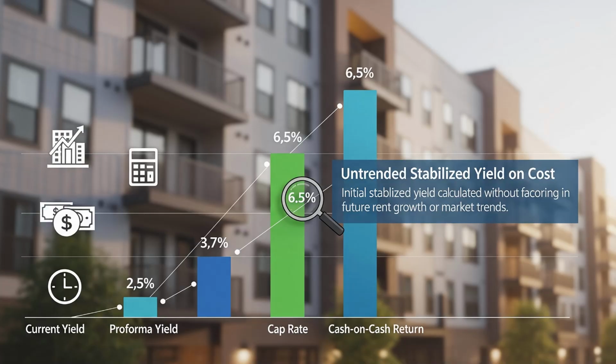If you're serious about multifamily real estate, especially value-add deals, you need to know about a powerful yet often overlooked metric, untrended stabilized yield on cost. This isn't just a fancy term, it's your secret weapon for conservative underwriting, focusing only on what you can truly control. Let's break it down.